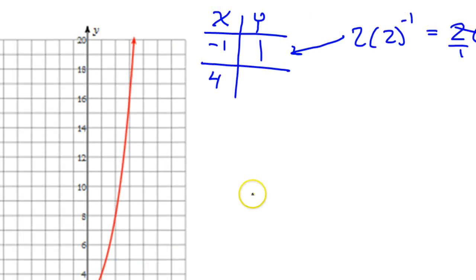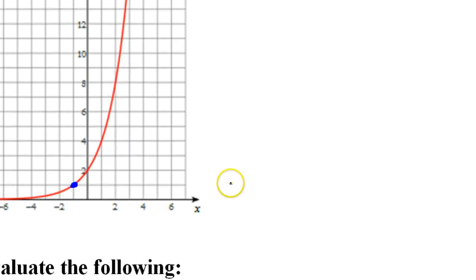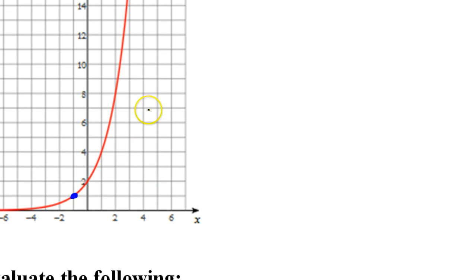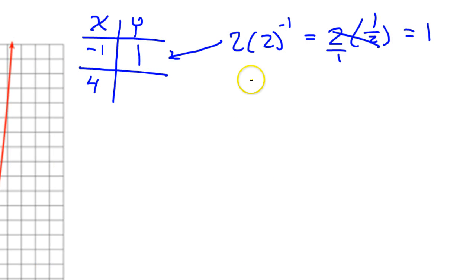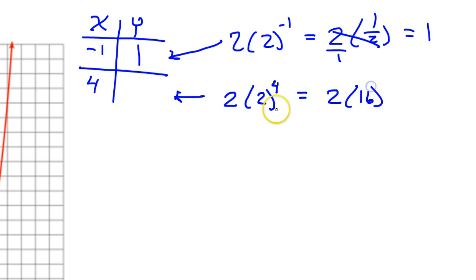I could have gotten that off the graph. What about 4? Can I get this off the graph, make my life easier? 4. Nope, that one's off the graph. So we have to do it manually. That'd be 2 times 2 to the 4th power. 2 to the 4th power is 16, so that's 2 times 16. So that is 32. That's 4 comma 32. So this is our table of values.